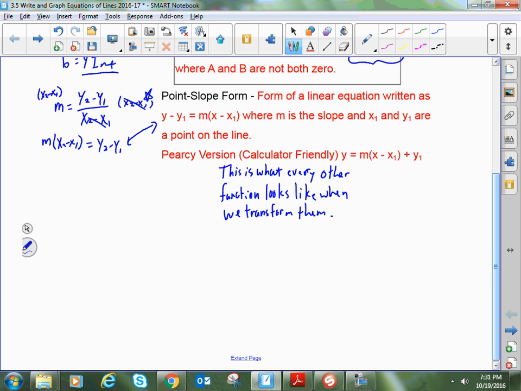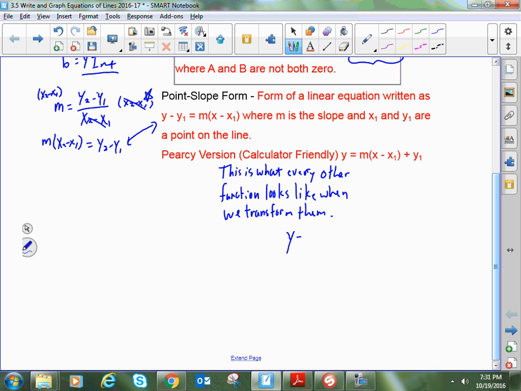This is the way that every other function is written, where I'm calling it the Piercy version or the calculator-friendly version: y equals, and then all that stuff. That is the format that every other function looks like, basically, when we're trying to transform it, especially if we're not using a graphing calculator.